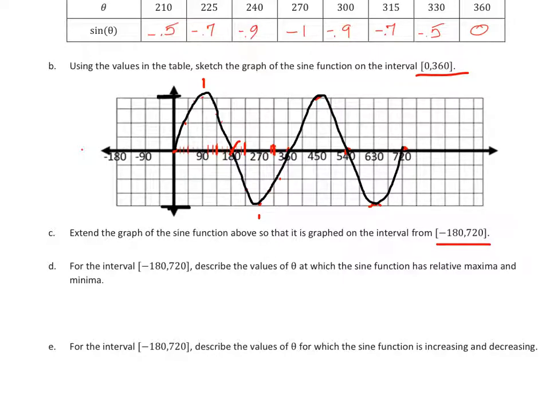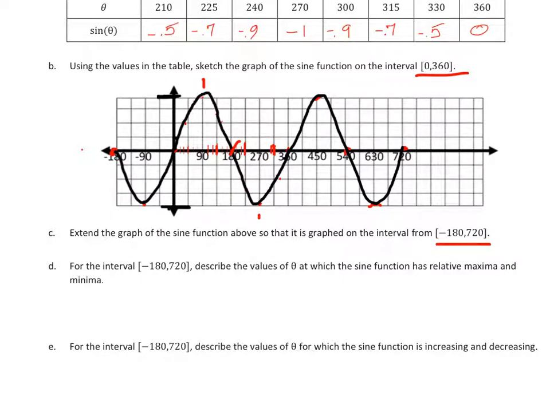So what if we went back beyond to the left of the y-axis? Where would our minimum point be at? Negative 90, and then we go up to the x-axis at what degree measurement? Negative 180. So let's draw that. Okay, there is the sine function graph.